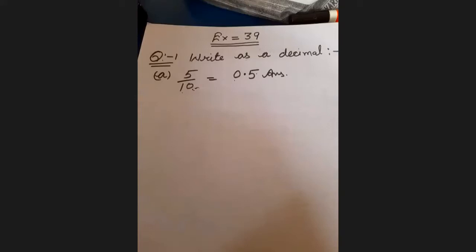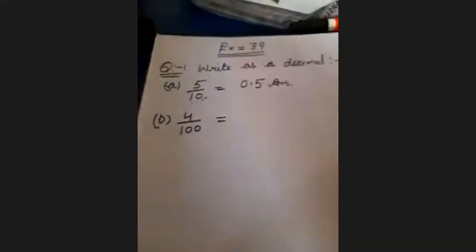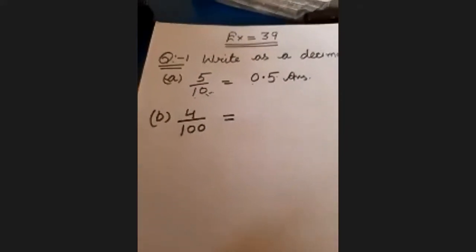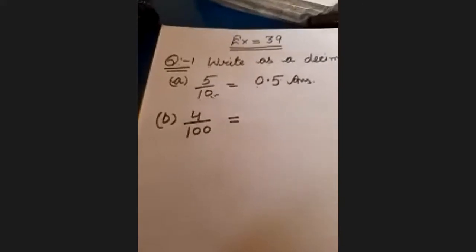Next is part B, 4/100. Now students, our numerator is 4 and the denominator is 100. Now in the denominator we have two 0s. So we will put the decimal after 2 digits. After 2 digits we will put the point, but in the numerator we have only one digit, that is 4.